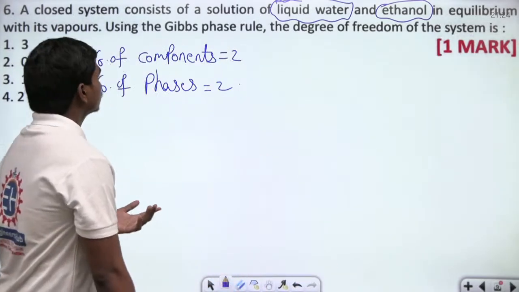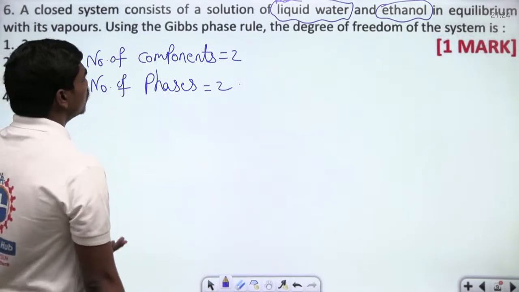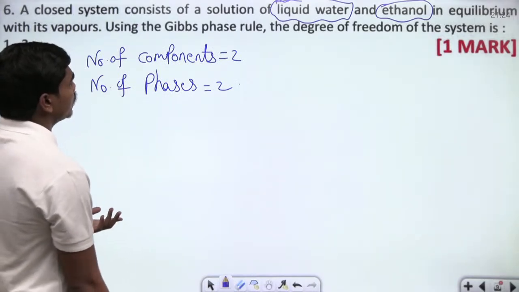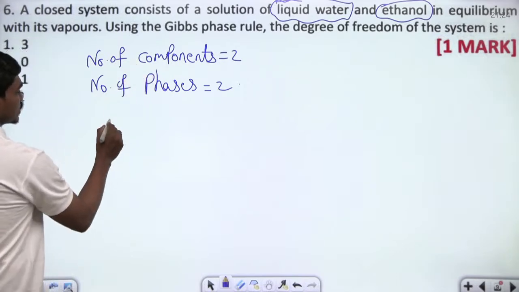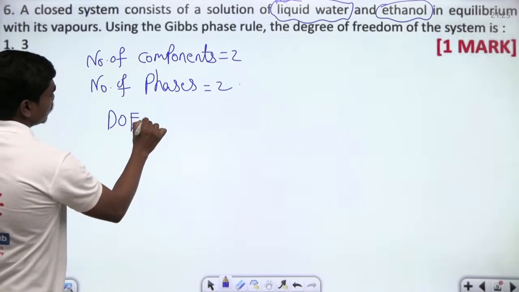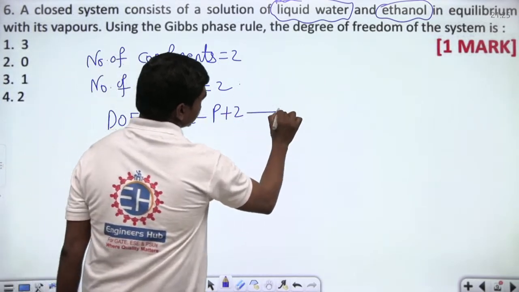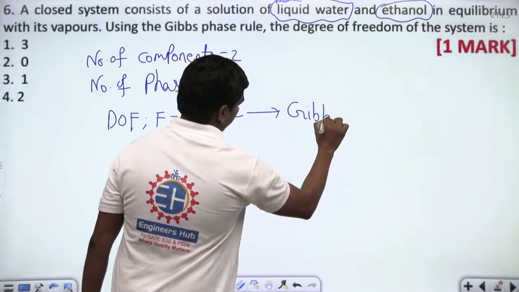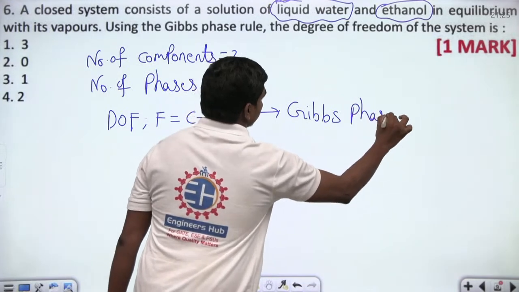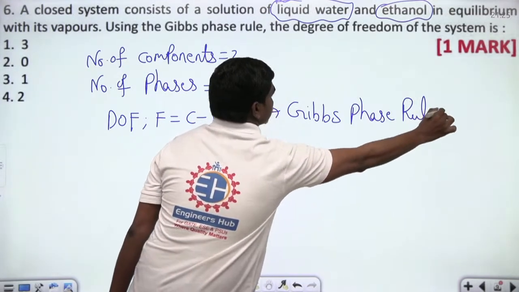Okay, better. So now see here, number of phases is equal to 2. So now one thing we can get, so degrees of freedom they are asking you for. So degrees of freedom F is equal to C minus P plus 2. And what is this rule called? This is the Gibbs phase rule.